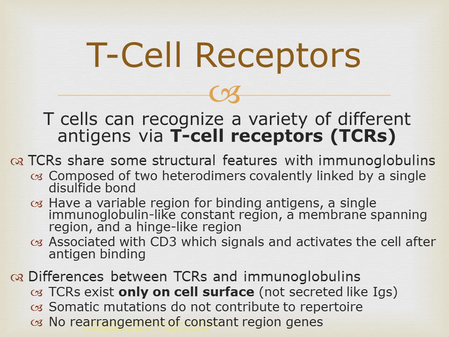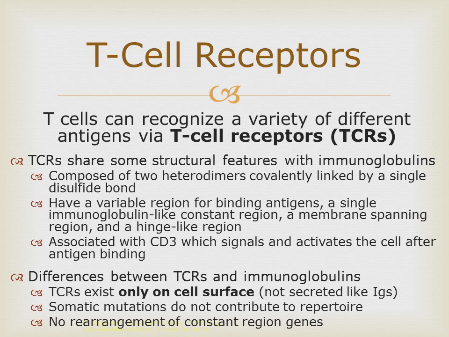On the surface of T cells, there are certain receptors, which we call T cell receptors. The T cell receptors also share some structural features with immunoglobulins in that they're composed of 2 heterodimers covalently linked by a single disulfide bond. They have a variable region for binding antigens, a single immunoglobulin-like constant region, a membrane-spanning region, and a hinge-like region. These receptors are associated with the CD3 marker, which signals and activates the cell after antigen binds to it.